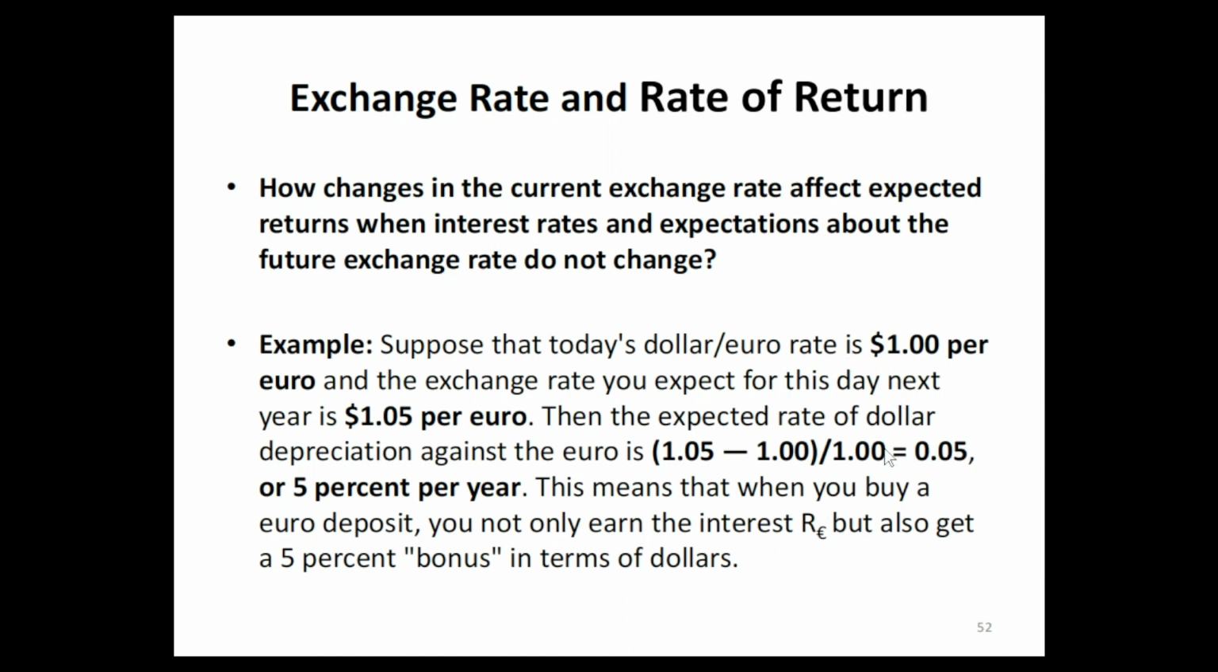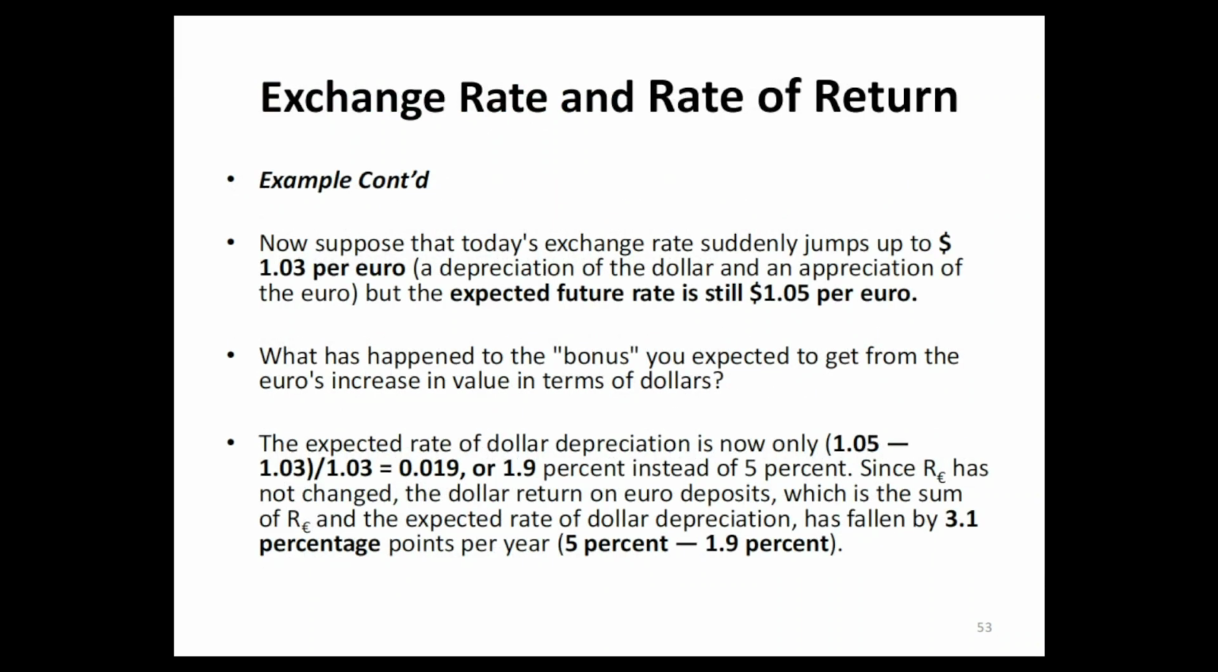so 0.05 will be, or 5% per year. This means the dollar depreciates and the euro appreciates, right? So this means that when you just buy a euro deposit, you not only earn the interest rate but also get a 5% bonus in terms of dollars, right? In this way we can earn it.